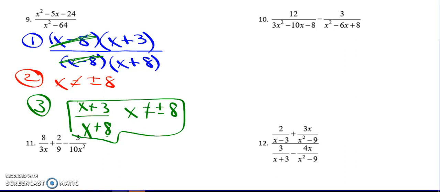10 and 11, now we're changing gears a little bit. 10 and 11, we're moving into add, subtract. No solving, but adding and subtracting. So now we're changing it up just a little bit towards common denominators. So we need to make sure we factor.